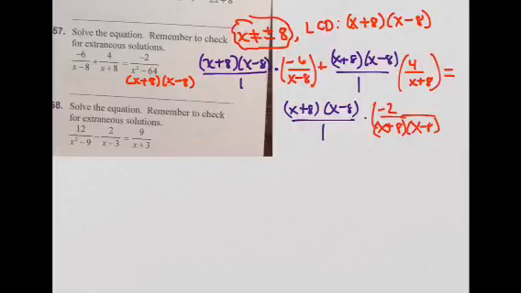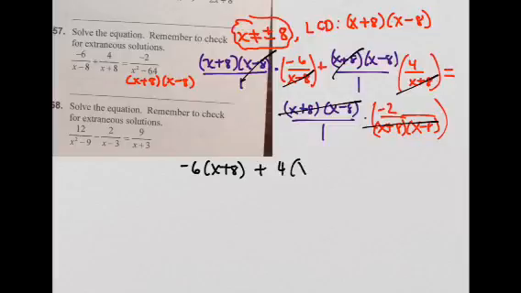Okay, so you go through now and you cancel any factors that are common. So for the first term, x minus 8 and x minus 8 is gone. For the second term, x plus 8 and x plus 8 is gone. And for the right side of the equation, both of them are gone. Okay, so what are we left with? We're left with negative 6 times x plus 8 plus 4 times x minus 8 equals negative 2.